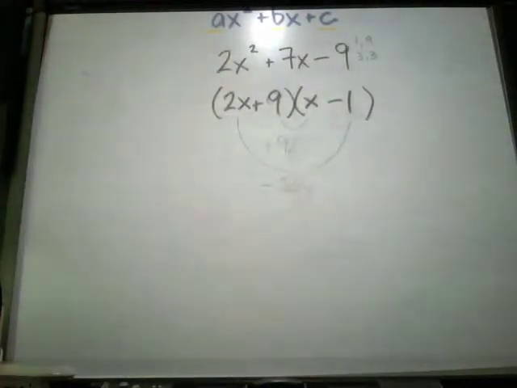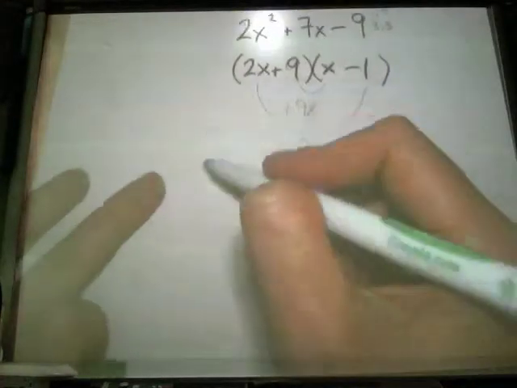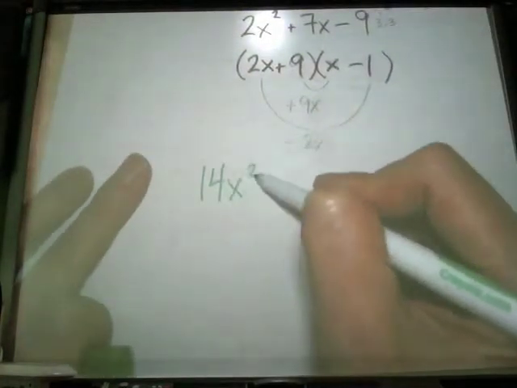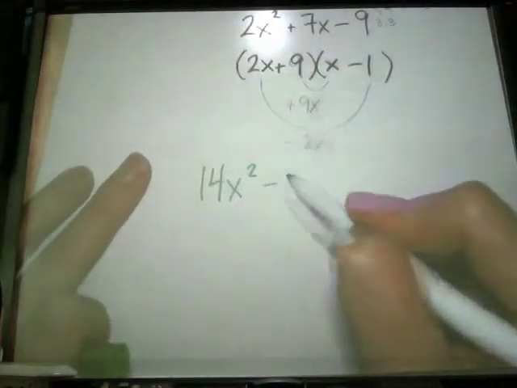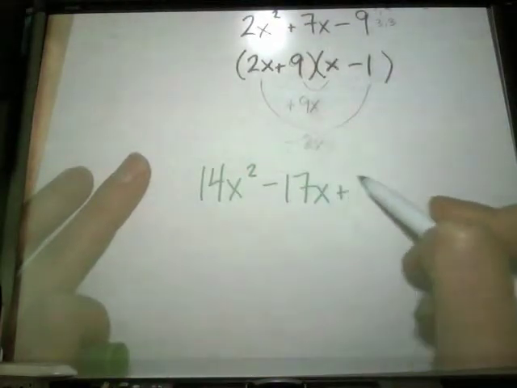Let's do another one. So this one, it just takes a little more, what I call just trial and error. You try one, you see if it works. You erase if it doesn't, and you try another one. 14x squared minus 17x plus 5.